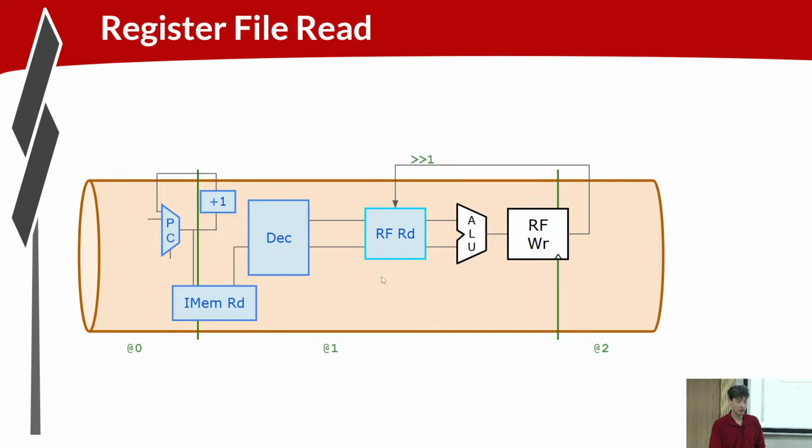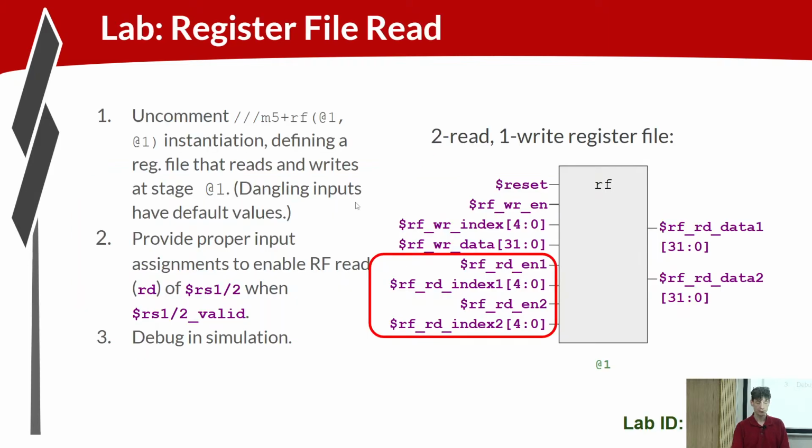Okay, so for the register read, we're going to do the register file similar to the way we did the instruction memory. It's an array structure. I've given you that component. We'll just uncomment it and drop it down. So you can uncomment this R5RF macro. The arguments here, the @1 and the @1, are the pipeline stage at which we're going to read, and the pipeline stage at which the data is going to come out of the register file. For us, we're doing a single stage implementation, same stage.